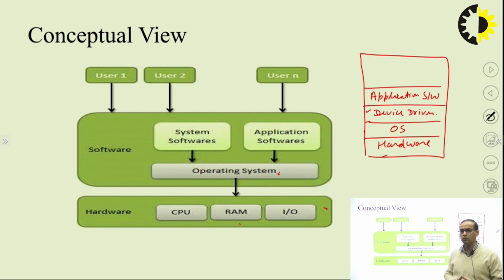System software is software which provides support for the application software, or which is required for the working of the application software, like a compiler. A compiler is an example of system software, and the best example of system software is an operating system. The operating system is a type of system software and its main task is to provide support and services to the application software or to the user program.